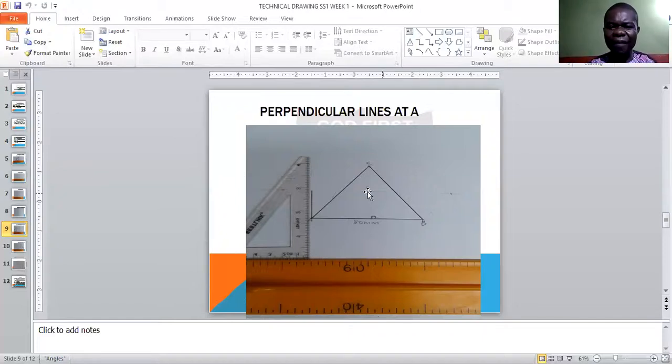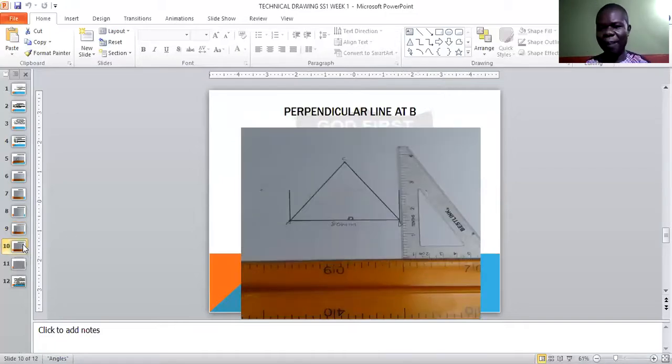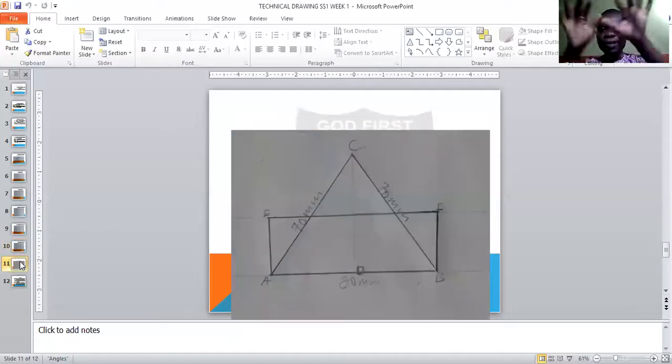So EF is one of the sides of this rectangle. That is one of the lengths, equal to AB. What you are seeing here is the second perpendicular line drawn from B, taking it up to meet this line here, the bisecting line. That gives you point F. Then you now join EF together. That gives you the rectangle that is produced from the triangle.